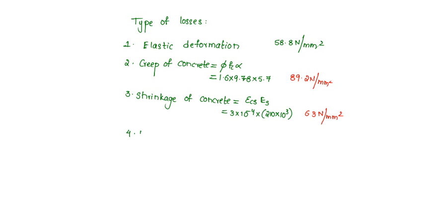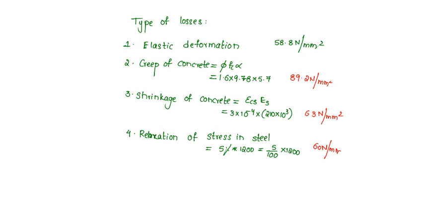Fourth loss is relaxation of steel. Relaxation of stress in steel, which can be taken as 5% of the initial stress. 5% of initial stress is 1200, that is equal to 5 by 100 into 1200, which will be equal to 60 Newton per mm square. So the total loss will be equal to 271 Newton per mm square.